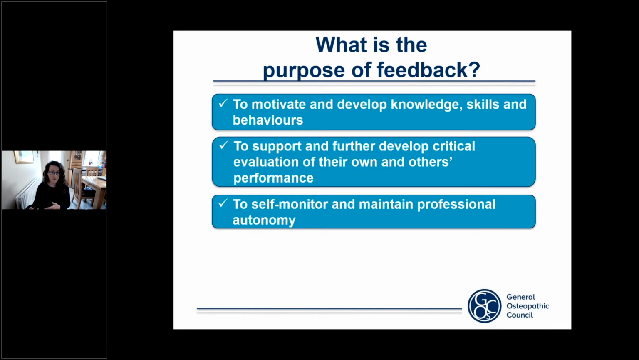So, the purpose of feedback. The feedback is for the recipient. The feedback is for you, to motivate you and to help you develop your knowledge, your skills, and perhaps adapt your behaviours to enhance your practice. It's to support and develop critical evaluation of your own and others' performance, and to help you self-monitor and maintain that professional autonomy.